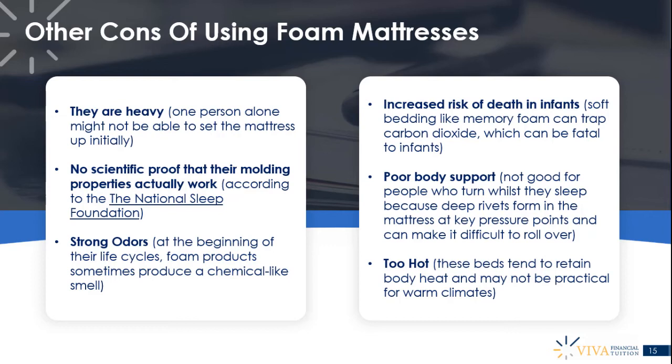Too hot. Temperature issues come up as well when it comes to foam mattresses. These beds tend to retain body heat and may not be practical, especially in the context of warmer climates. So the industry is slowly waking up, no pun intended, to some of the issues with foam mattresses: heat regulation, toxic chemicals, poor body support, risk of death for infants, strong odors. There are so many potential downsides from foam mattresses.